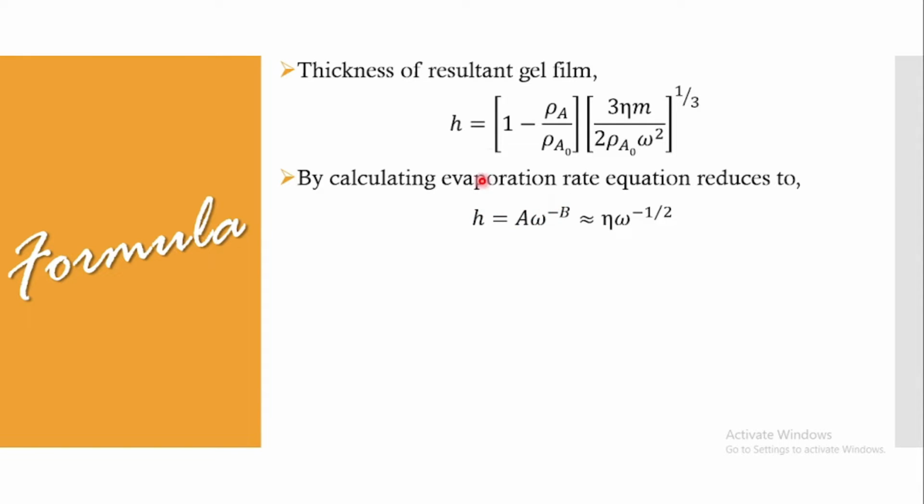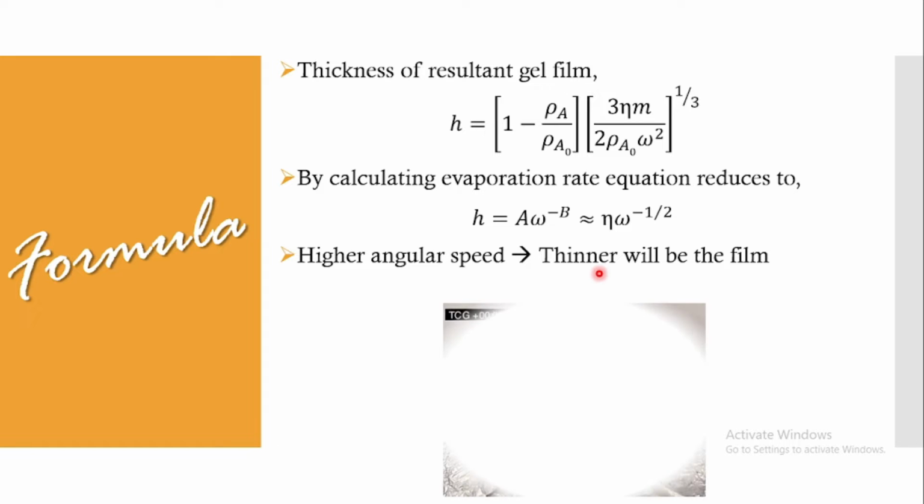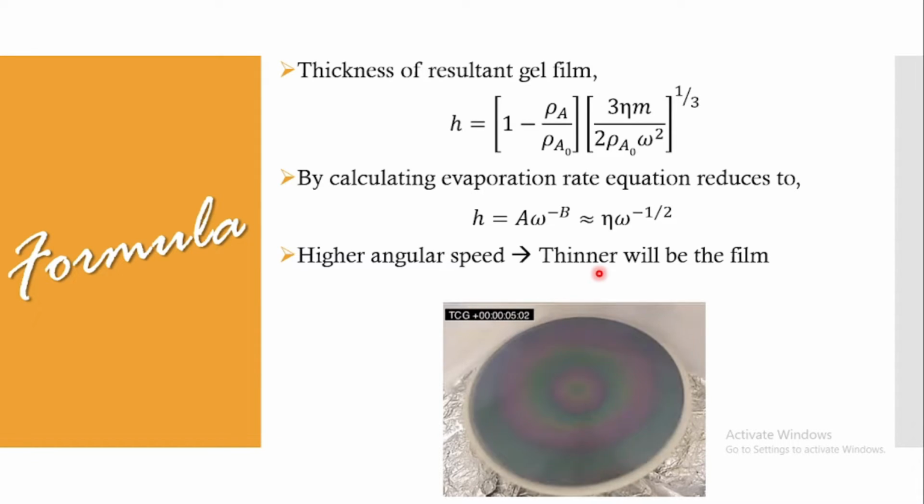So here we can observe that h is depending on viscosity of the precursor liquid as well as omega, that is the angular speed. So clearly we can say that if we want to obtain a good quality thin film, then higher angular speed is necessary. That is, omega should be high in order to get lesser thickness of the film, because these are inversely proportional to each other. So higher the angular speed of the substrate, thinner will be the film which is coated over the substrate. And this is the methodology which we can easily observe or just visualize.